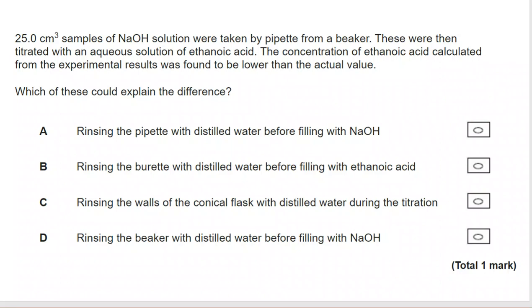This is AQA A-level Chemistry. It's a multiple choice question and it's on practical skills. I'm going to recommend you pause, have a go and then review. So on a question like this, we are really looking at the titration practical, required practical 1.